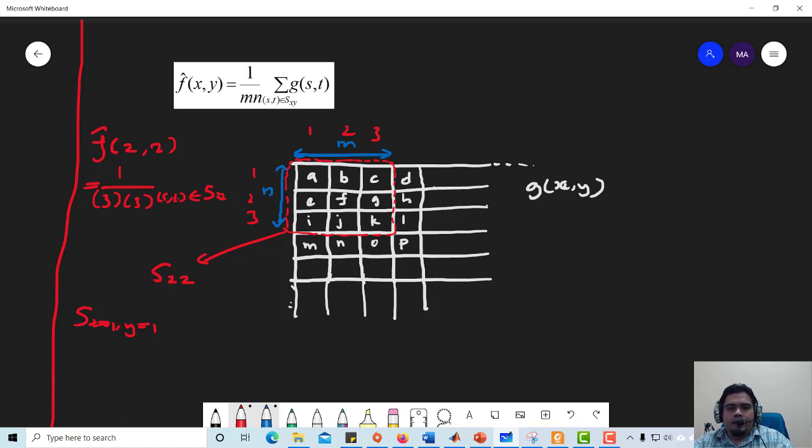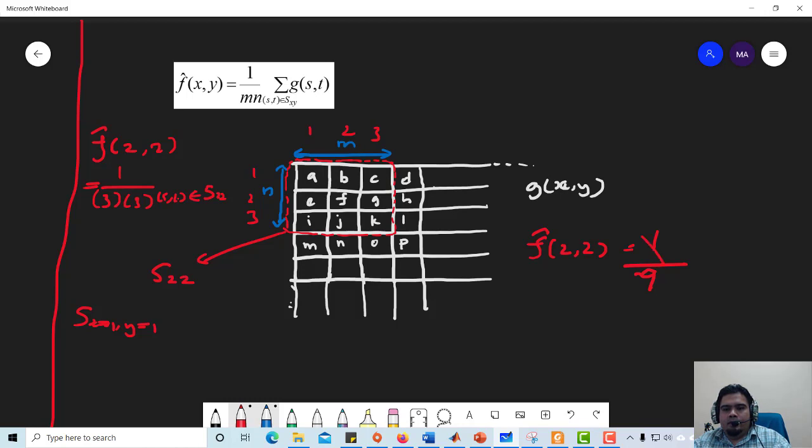Okay, if I want to find my f hat, my f hat 22, then it is actually 1 over 9. Of course, 3 times 3 is 9. I just put 9 because m times n is 9. So now that summation, s equal to 1, meaning this one, a. So you must put a bracket there.